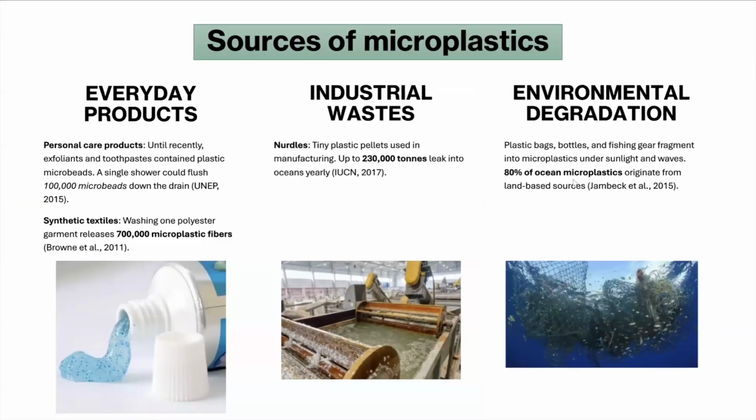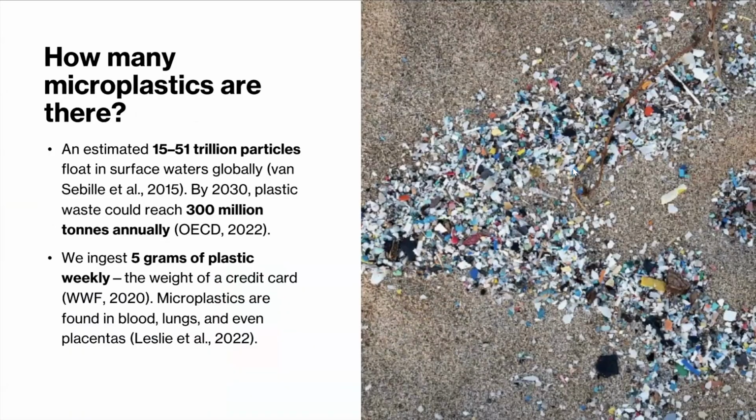There are three sources of microplastics. First, everyday products like our soaps. Second, industrial waste, for example, the nurdles in the wastewaters. Third, environmental degradation, which is basically environmental conditions, for example, the ocean water that's degrading the plastic bottles. So how many microplastics are there?